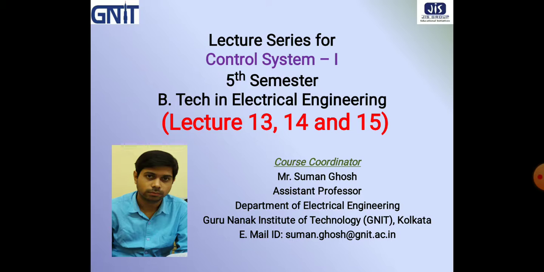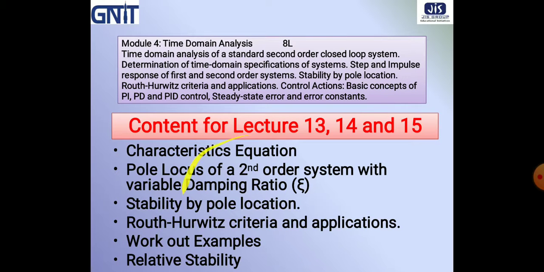This particular PPT is designed for lecture 13, 14 and 15. Today is our 14th session, and these are the contents of 13, 14 and 15. In our 13th lecture we already discussed what is characteristics equation and why it is called characteristics equation, pole locus of a standard second order system with variable damping ratio, and stability by pole allocation. These first three topics I already discussed in lecture number 13.